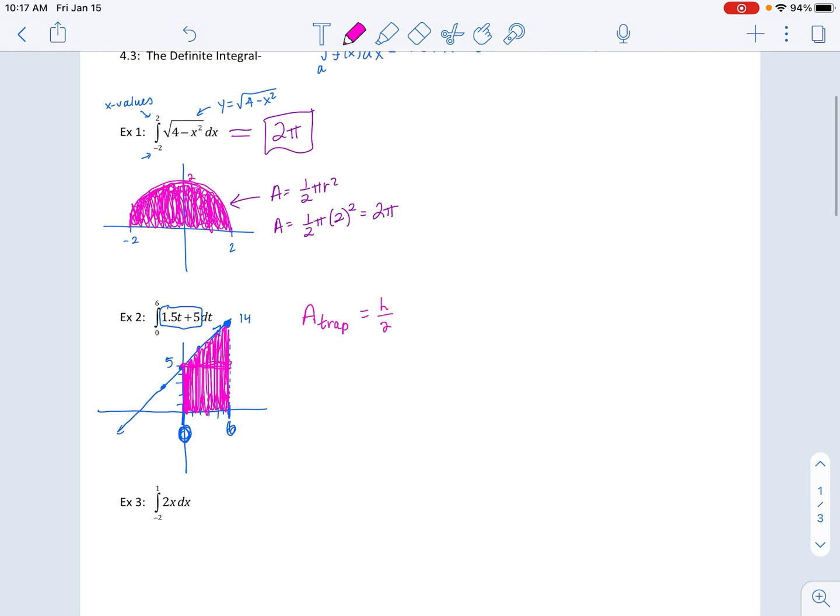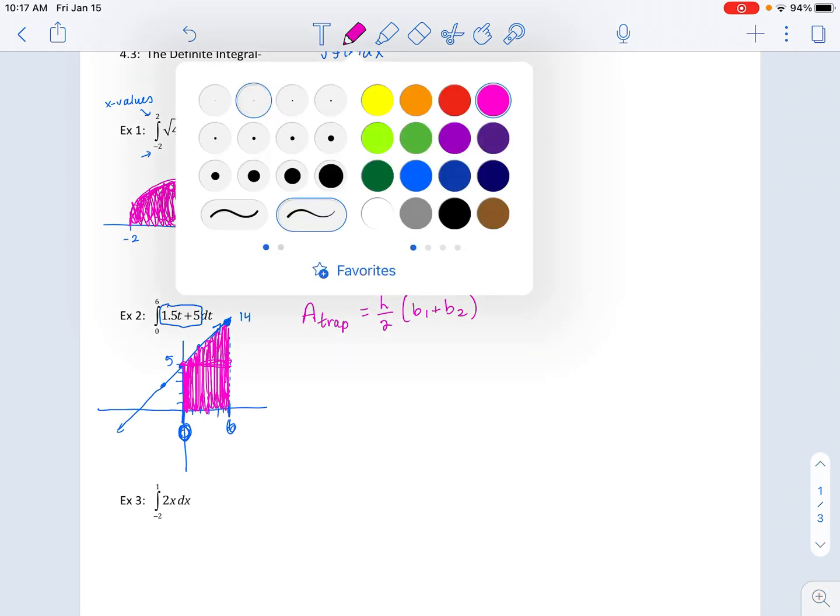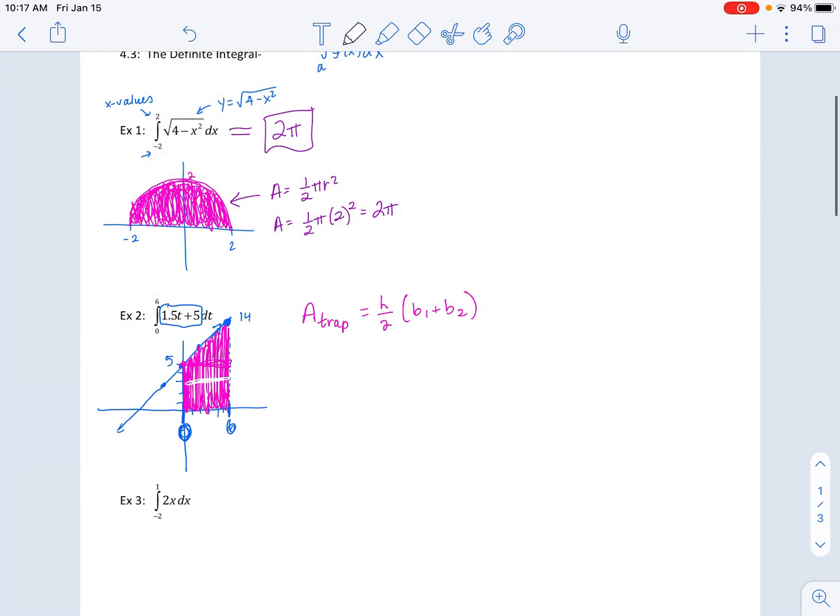Okay, it should be height over 2, and then we sum the bases, so hopefully that rings a bell from the last time you calculated area. So the strange part about this function, when we talk about area, we're actually talking about this distance here between the parallel bases, right?